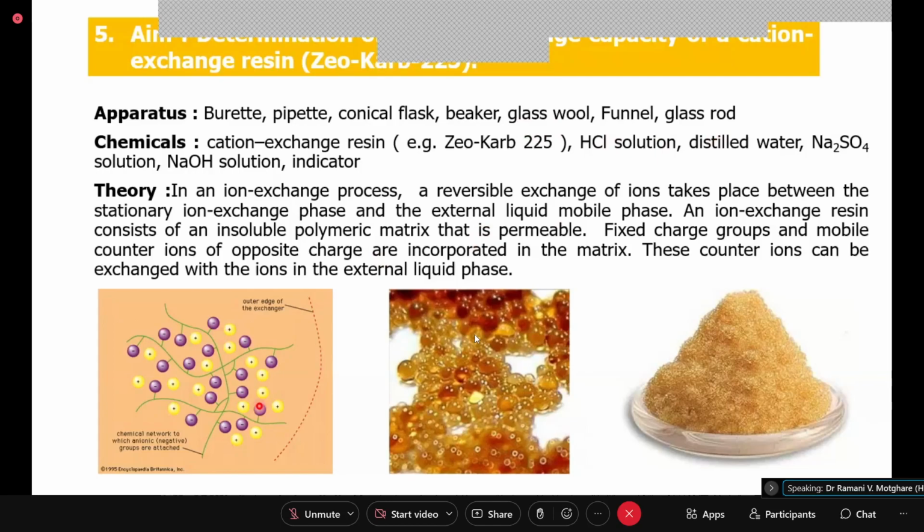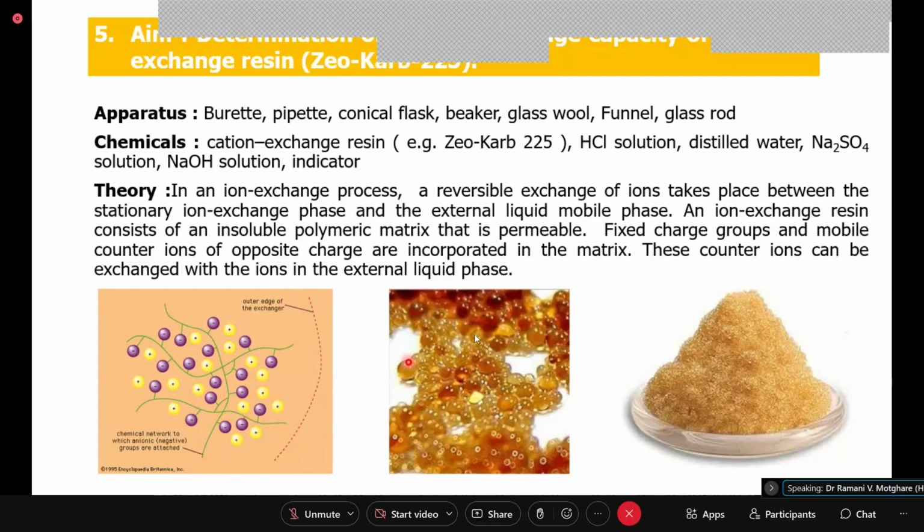Now, an ion exchange resin. Firstly, what is an ion exchange process? Now, ion exchange process is a reversible exchange of ions which take place between a stationary solid phase and a liquid moving phase. The liquid moving phase will move around it.